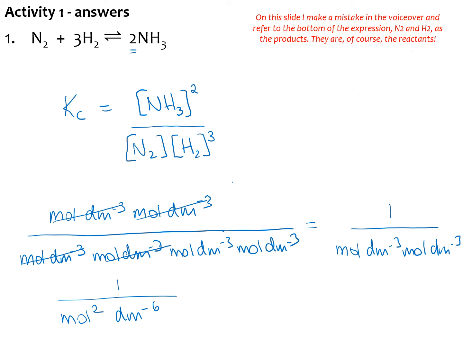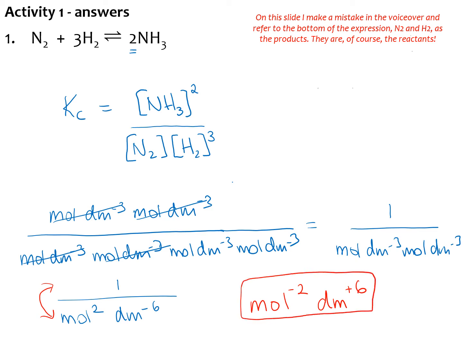Now, in order to get rid of a fraction, we're looking at units, what we do is you can turn the fraction upside down and we can put the 1 on the bottom. And what we do there is it turns the moles squared to be moles minus 2, and the dm minus 6 becomes dm plus 6. So that's how we can get rid of a fraction. And so the units for this would be moles minus 2 dm plus 6.